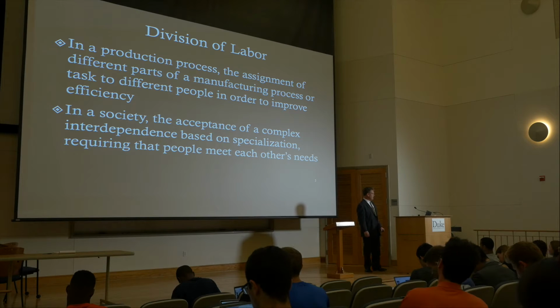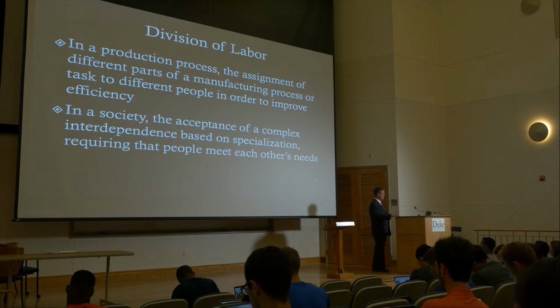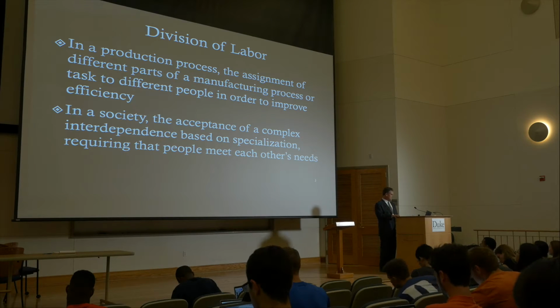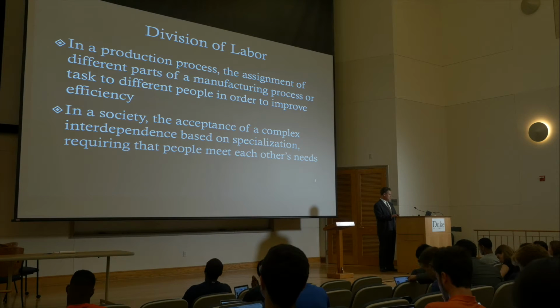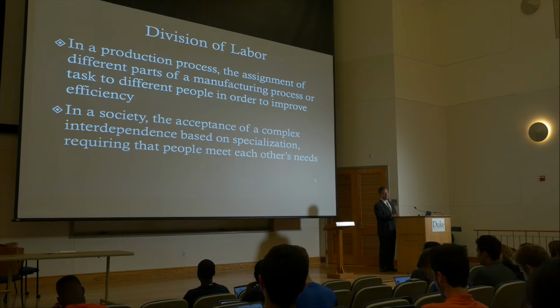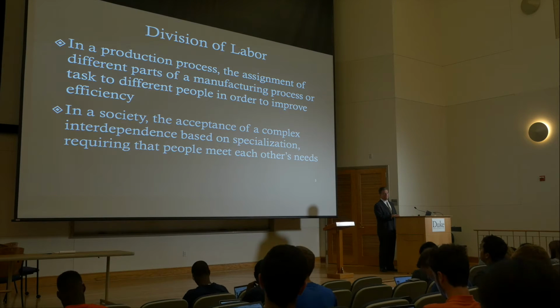There's two ways of thinking about division of labor, at least. One, in a production process, it's the assignment of different parts of a manufacturing process or task to different people to improve efficiency. So when you think of a production line, that's division of labor.